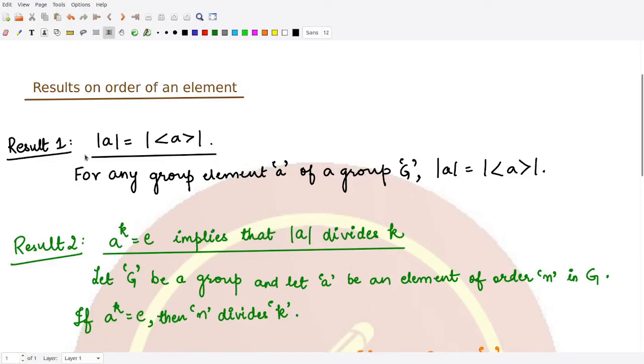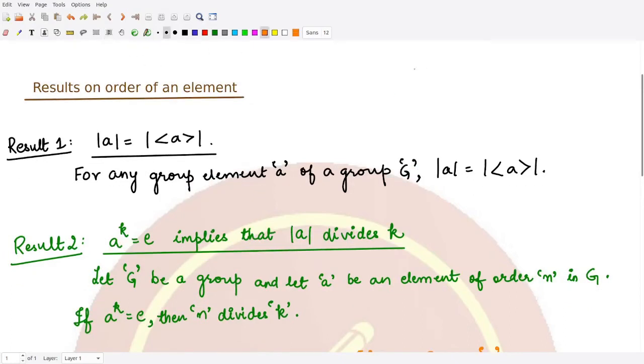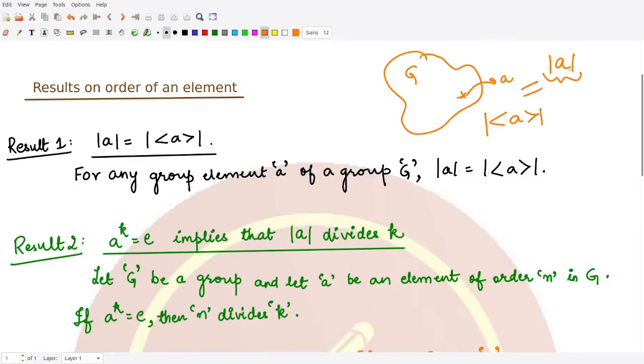So the first result here is that suppose we have some group G, right? From this group we take an element A, and then we have a subgroup which is generated by this element. The order of this subgroup is exactly the same as the order of this element A. So this is the first result.